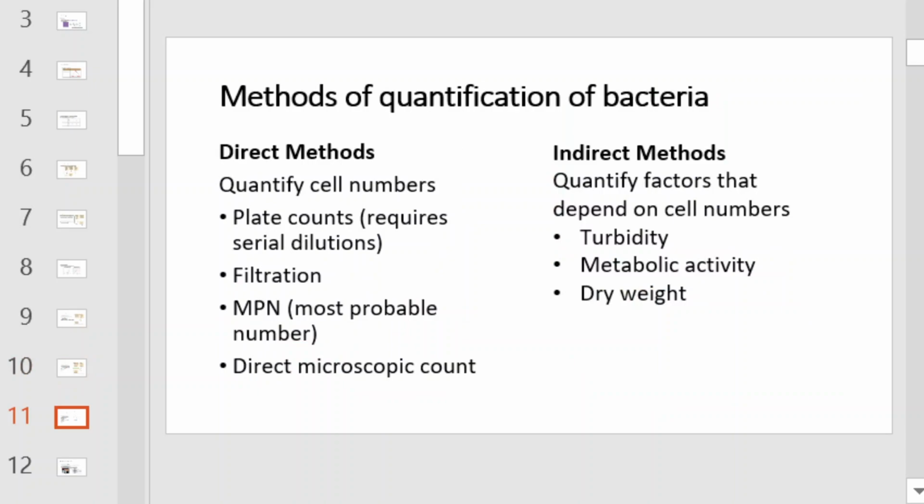Next, we get methods of quantification of bacteria. There are direct and indirect methods that can be used to quantify how many microorganisms we have in a population or culture. The direct methods involve plate counts, filtration, most probable number assessments, and direct microscopic counts, while the indirect methods quantify the number of organisms based on turbidity, metabolic activity, and dry weight.